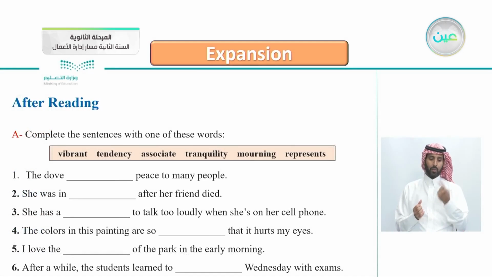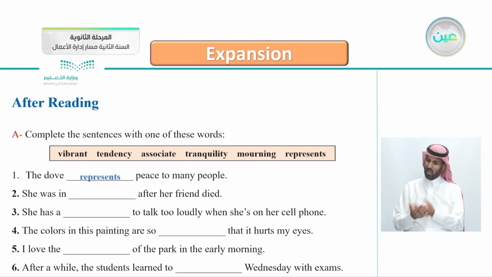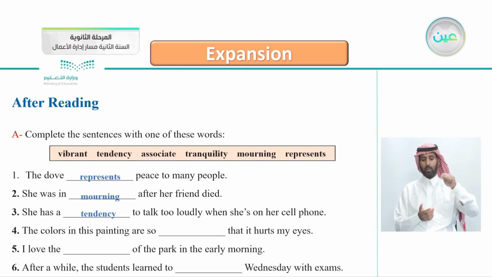So the first one, the dove, blank, peace to many people. Yes, the dove represents peace to many people. It's a symbol for peace. She was in blank after her friend died. After her friend died, yes, that's correct. She was in mourning after her friend died. She has a blank to talk too loudly when she's on her cell phone. Excellent. She has a tendency to talk too loudly when she's on her cell phone.